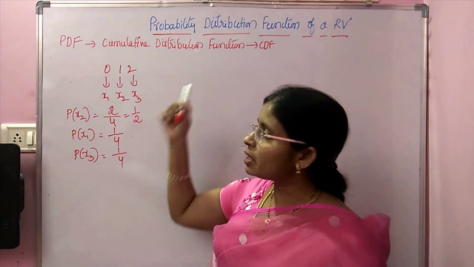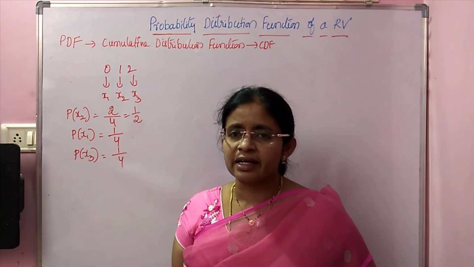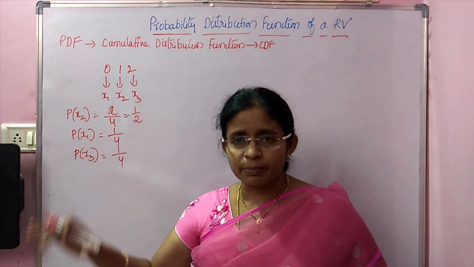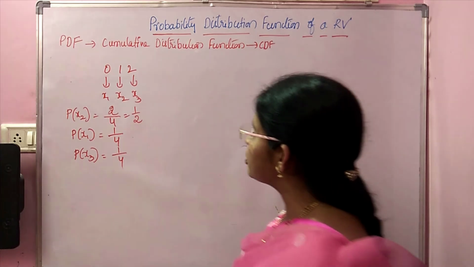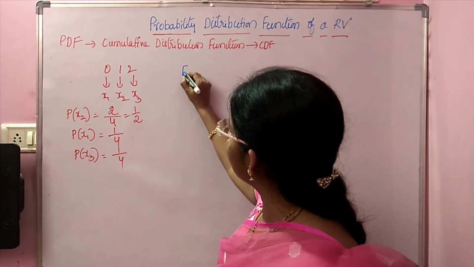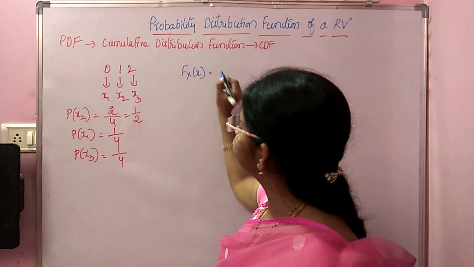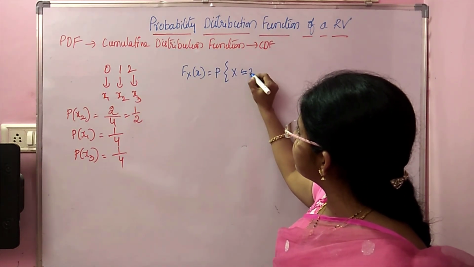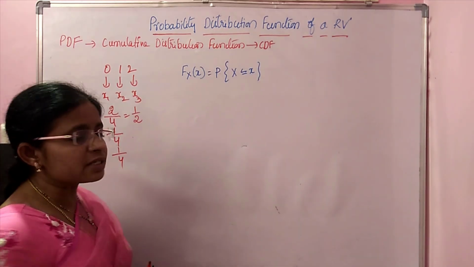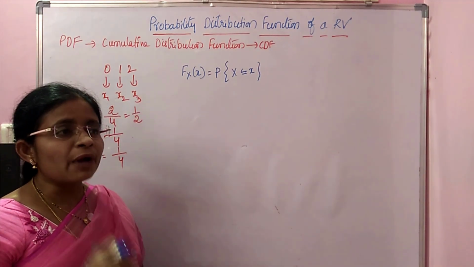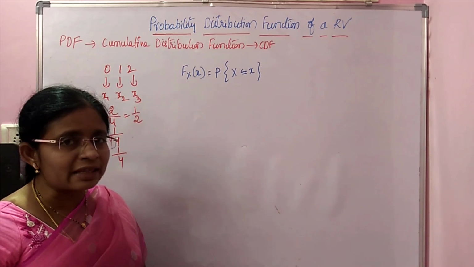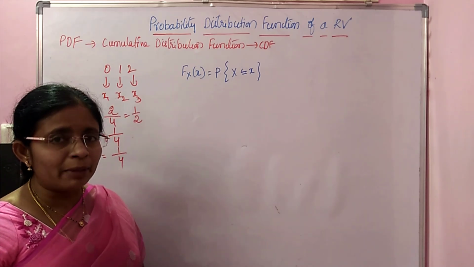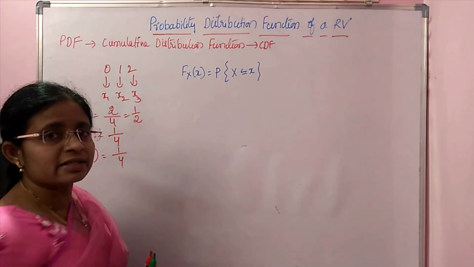So this probability distribution function tells us how the elements' probability is distributed. The probability distribution function is represented by Fx of x. It is P of X less than or equal to x. What it represents is that the probability distribution function is nothing but the sum of the probabilities of the random variable up to the element x.